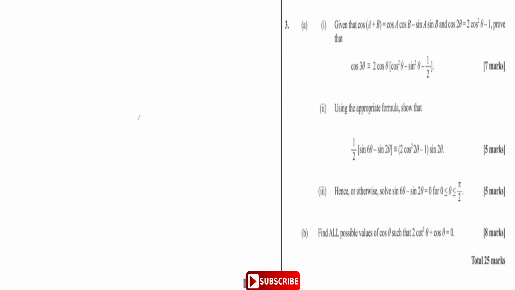Question 4 says, determine the Cartesian equation of the curve defined by the parametric equations. So let me write that down. They tell us that y is 3 sec theta and they tell us that x is 3 tan theta. Alright, so y is 3 sec theta and x is 3 tan theta.